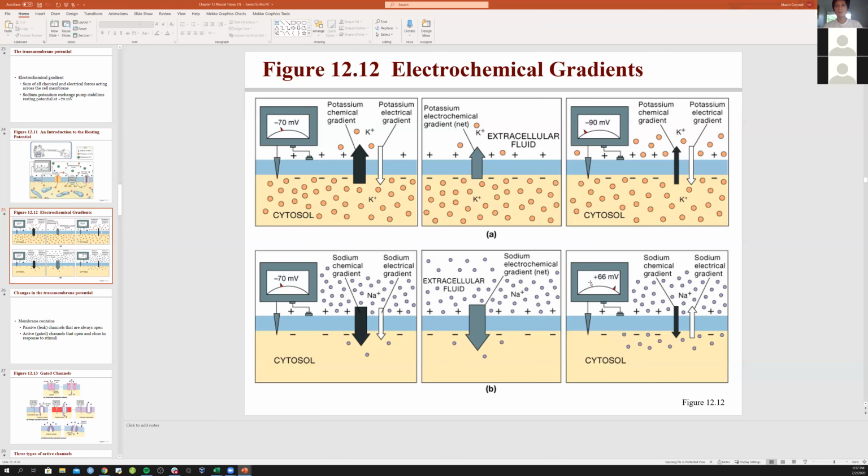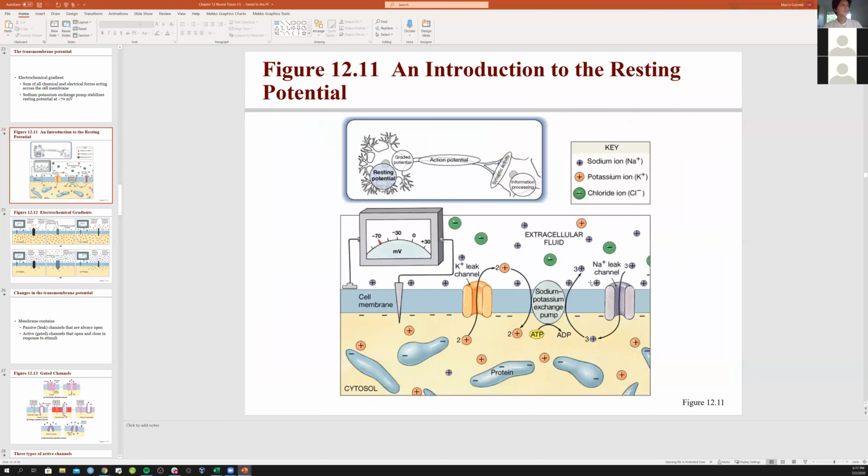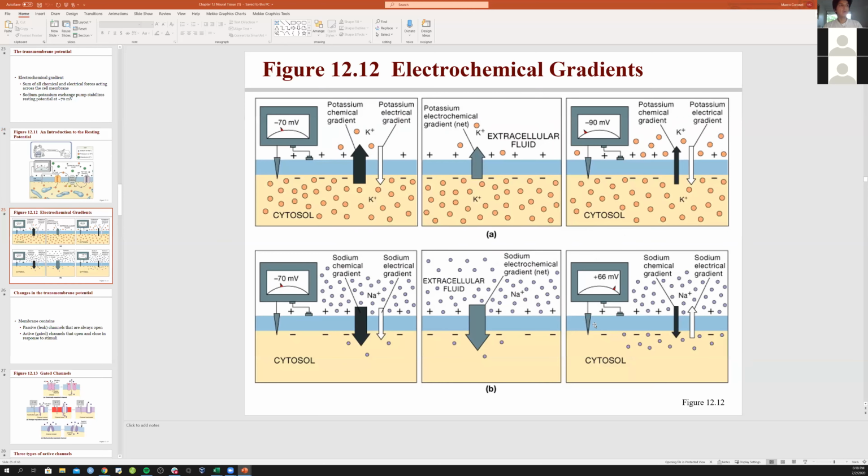Why is there a lot of sodium outside of the cell, you ask? Because of this guy, the sodium-potassium exchange pump. It's constantly sending 3 sodiums to the exterior of the cell. That is its job. Its job is to create these gradients. It uses a lot of energy, but without these gradients, we wouldn't be able to have this difference in concentrations.